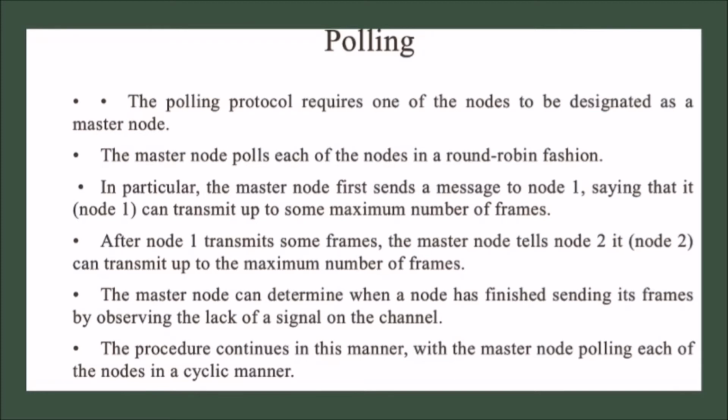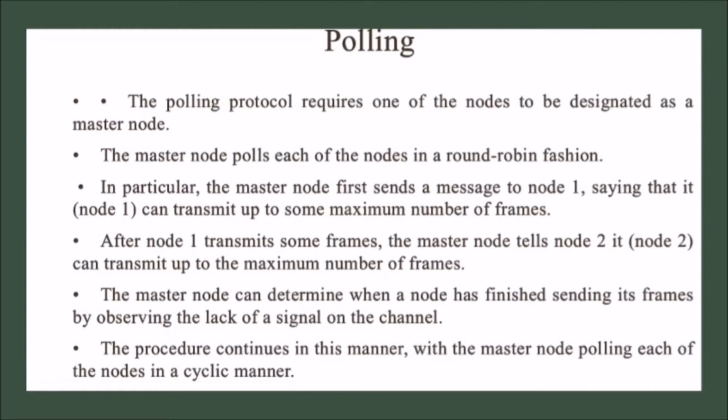The master node polls each of the nodes in a round robin fashion. In particular, the master node first sends a message to node 1 saying that it can transmit up to some maximum number of frames. After node 1 transmits some frames, the master node tells node 2 it can transmit up to the maximum number of frames. So basically the master node uses the round robin fashion.